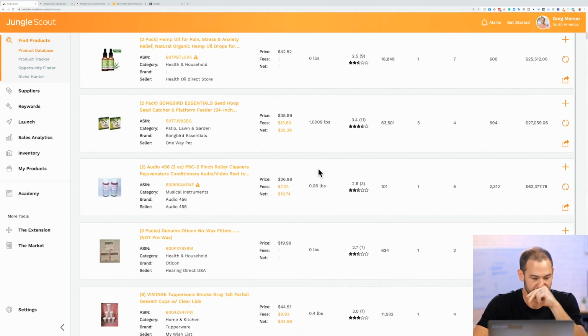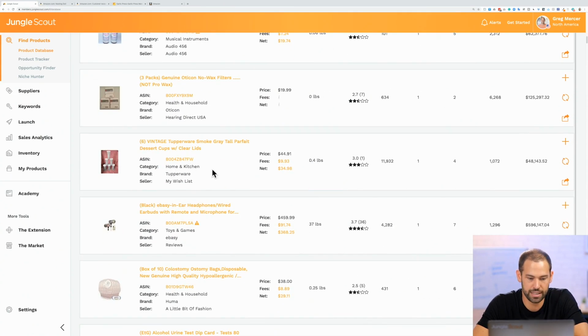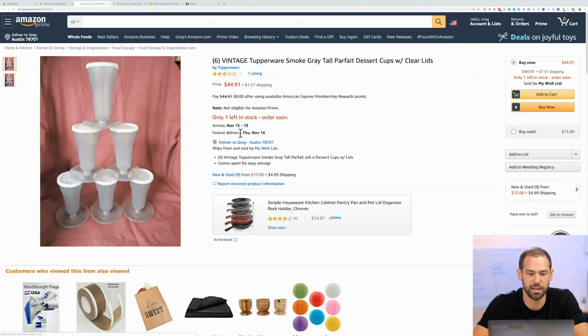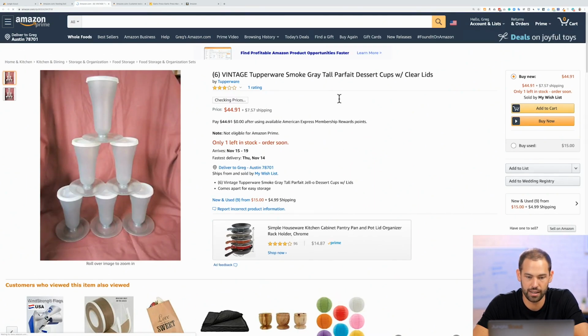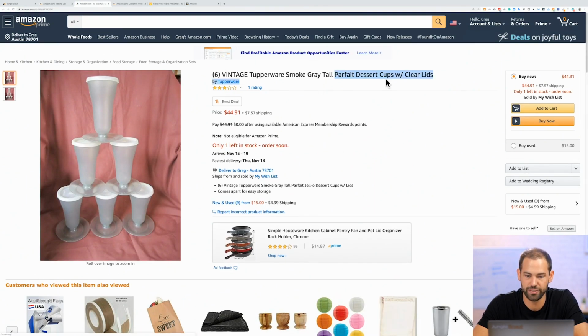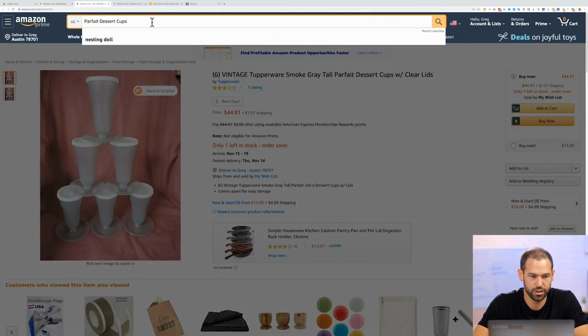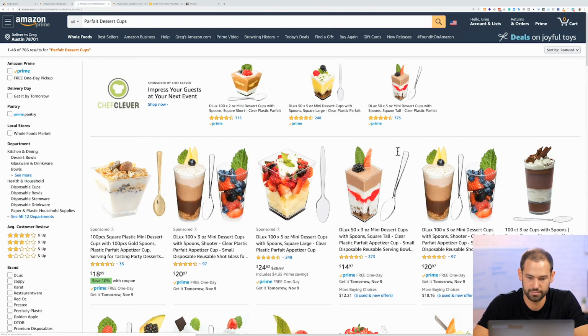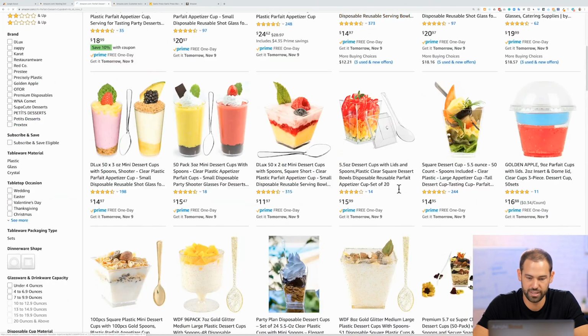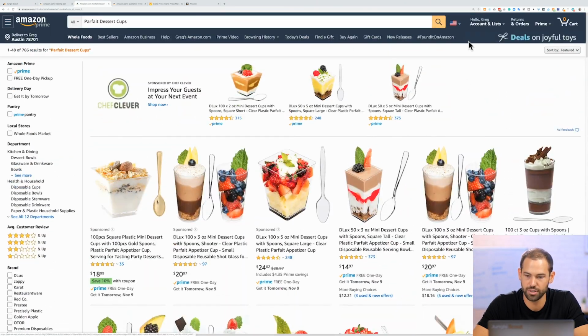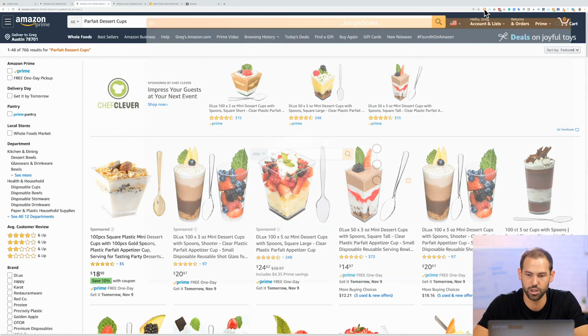I'm just looking for something that looks interesting and that looks like it'd be fairly easy for me to get manufactured. These are parfait dessert cups. Let's go ahead and search for this on Amazon. I see a bunch of different types of dessert cups. And again, I'm going to run the Jungle Scout extension.